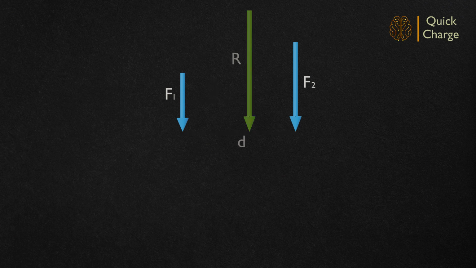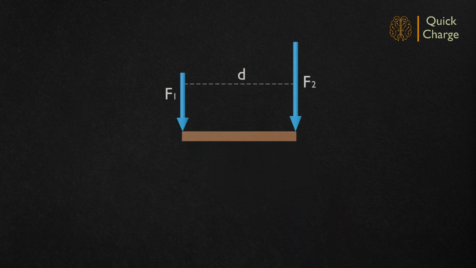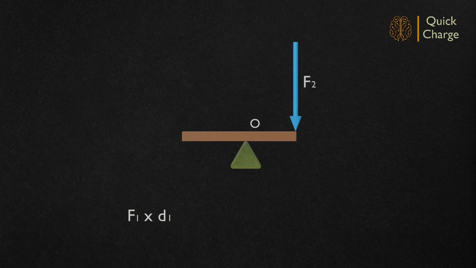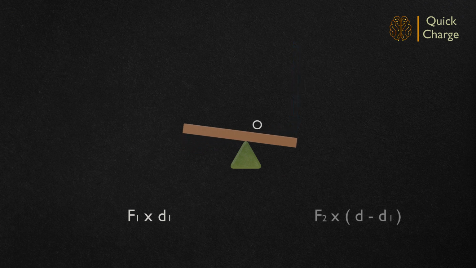Let us arrive at the same with a simple example. Assume these forces are being applied on a rigid rod and which are the only forces acting on the rod. Let us put a support underneath at location O, which is at a distance d1 from force F1. Above the support location O, force F1 will be generating a moment equal to F1 times d1 and force F2 will be generating a moment equal to F2 times (d minus d1).